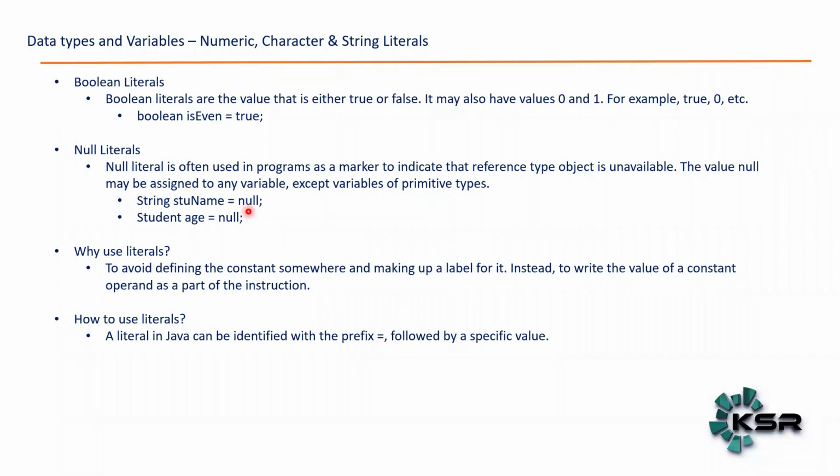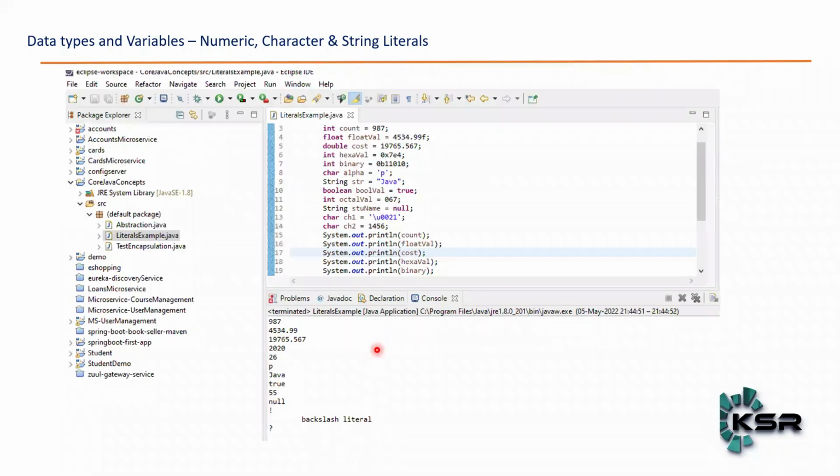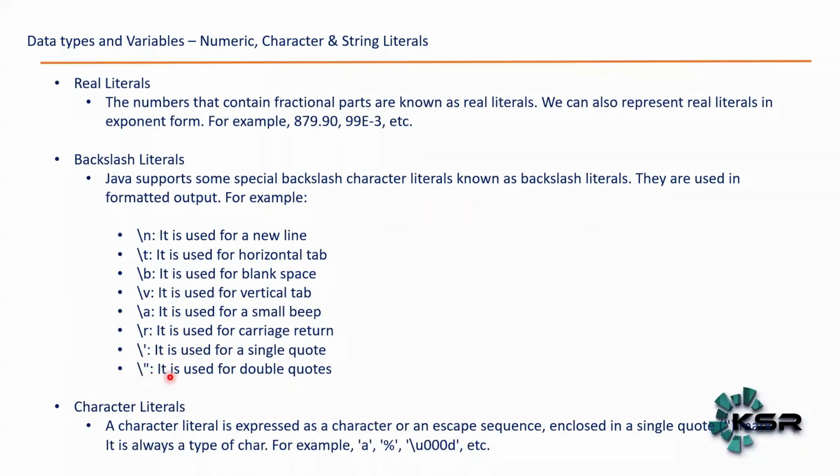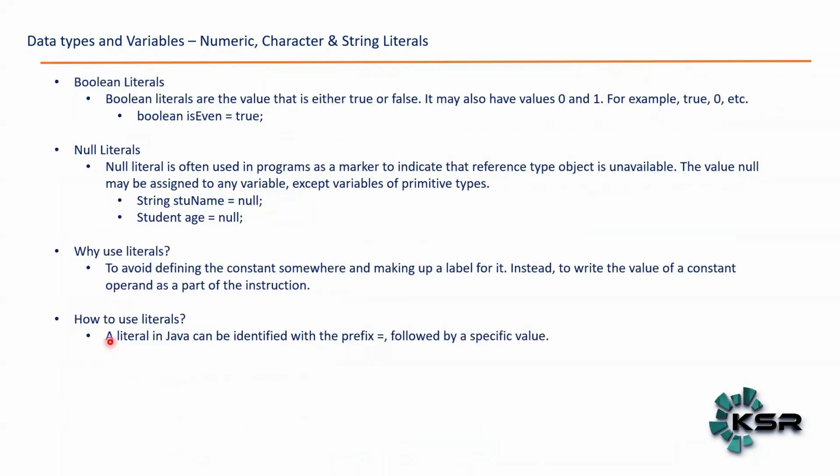So you can see a null pointer exception. It means you have not defined any value. That is called null pointer. Why use literal? To avoid defining a constant somewhere and making up a label for it. For that purpose only we are using literal. How are we going to use it? Using a keyword, prefixed with an equal to symbol, and then defining your particular value. The important things are the single quote, double quote, and null. We'll see this with an example also.